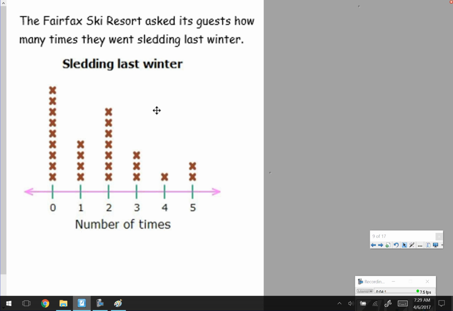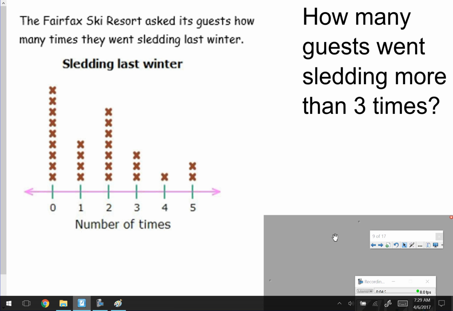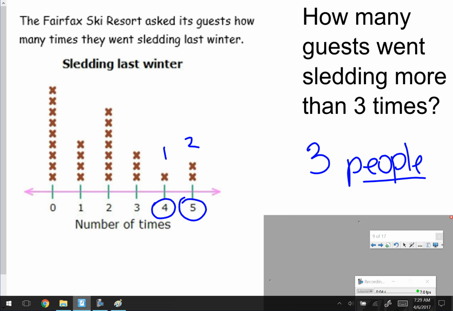The Fairfax Ski Resort asked its guests how many times they went sledding last year. So here's an example of sledding. Notice we had a lot of people that said 0. Essentially, you're just reading the line plot and answering a question about it. This one says, how many guests went sledding more than 3 times? Go ahead and take a guess. More than 3 times is going to be 4 times and 5 times. So that stands for 1 and 2 people, which is a total of 3 guests.